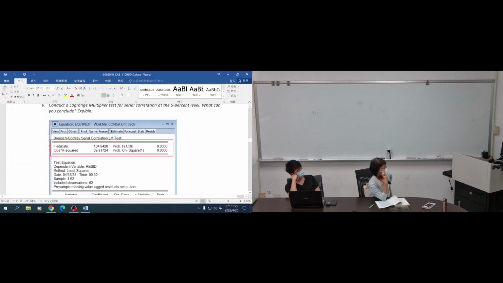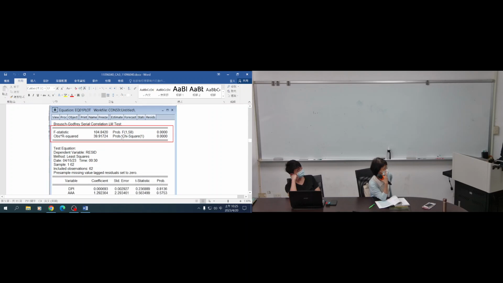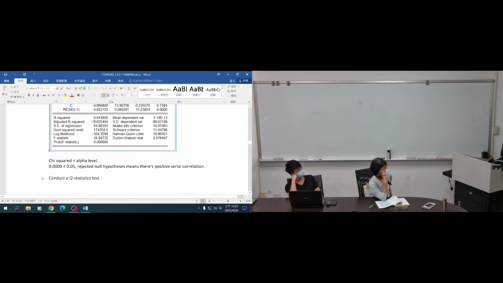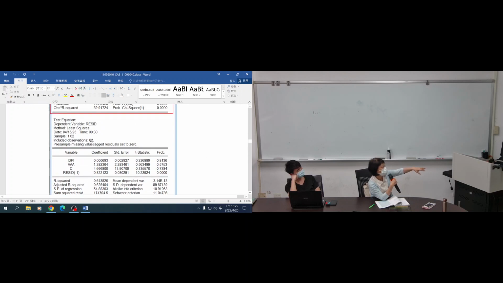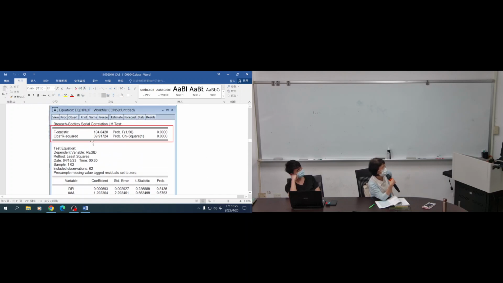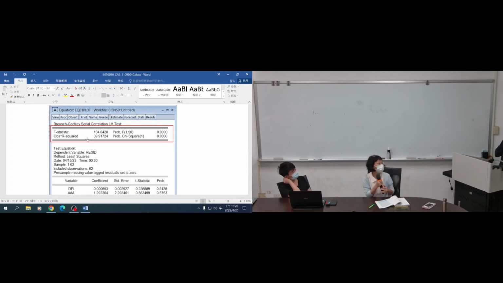And this is the result for the LM test. I'd like to mention a little bit about this one. From our textbook, they use the number of observations times R-squared, which is the second one in our textbook. Both of them are okay; it can be done two ways. And from our textbook, they show the statistic has a chi-square distribution.